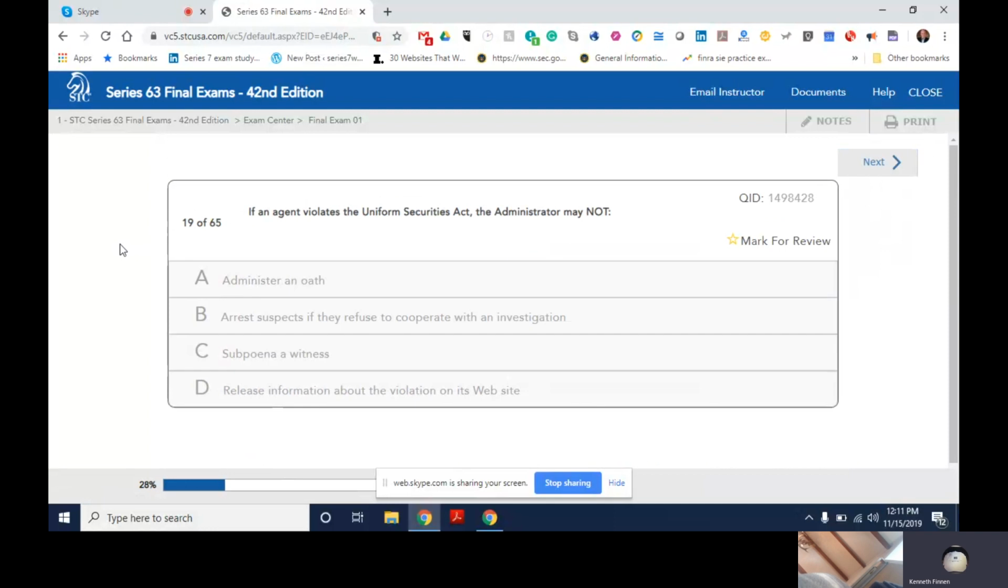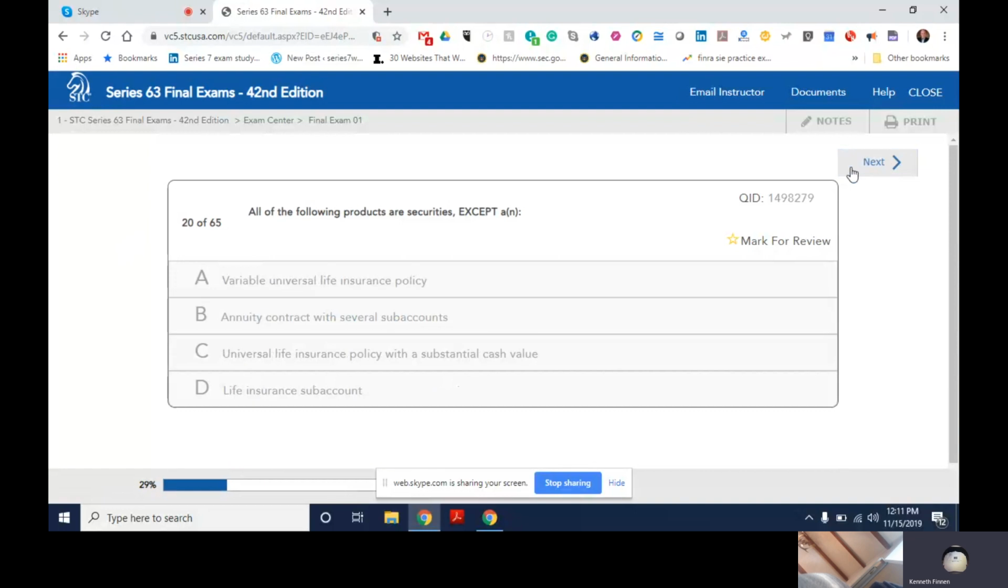Okay. If an agent violates the USA, the admin may not. A, he can administer an oath, make you promise. C, can he subpoena? You can always subpoena. That's just a request for records. Release amount of violation on the website. They always do that. If you screw up, they're going to publish it. And then B, arrest subjects. Boom. Admins can't arrest or charge for crime. They can say, nor can they file an injunction, which is all legal stuff. That would be the cops do that in the courts.